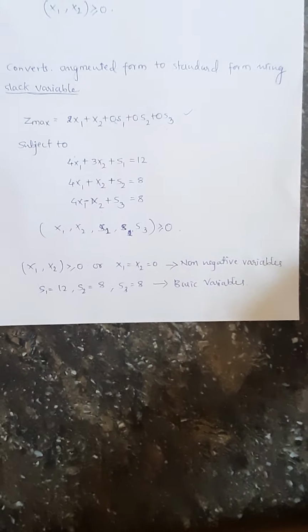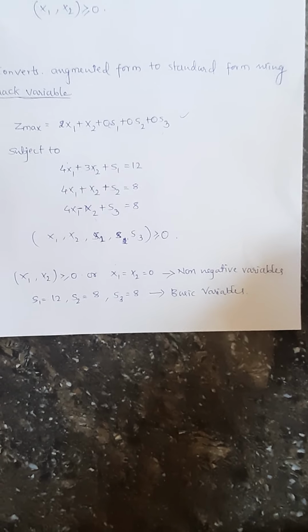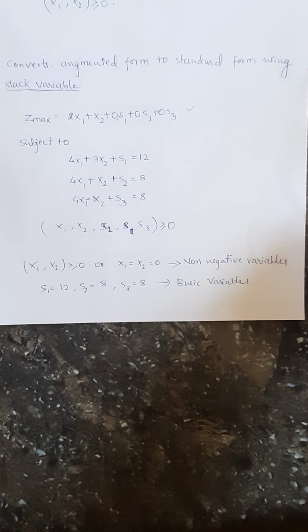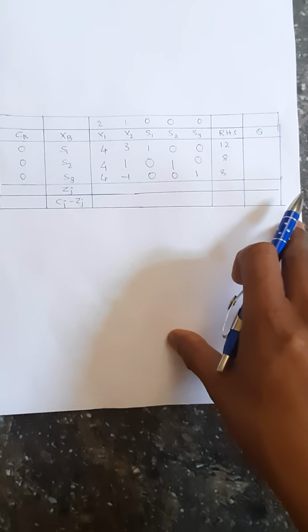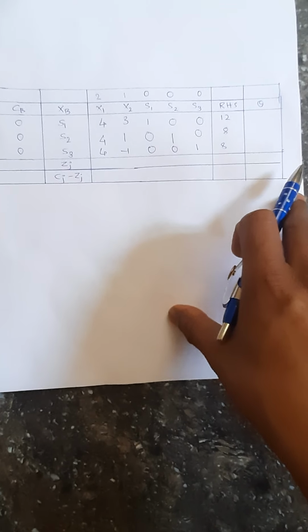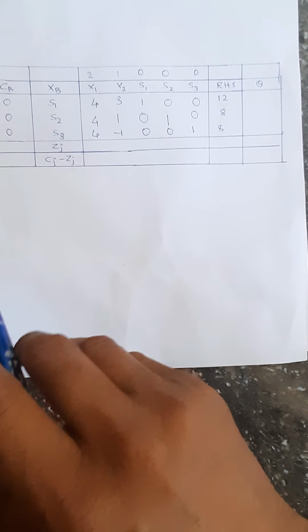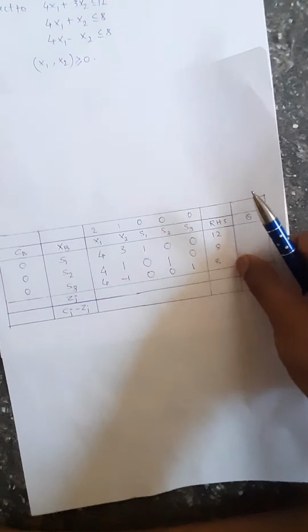Now let's see the table to see how a tie happens in an iteration. So let's start. This is our table. First you create a table using the different variables and coefficients. Enter the coefficient values. So this is our table.